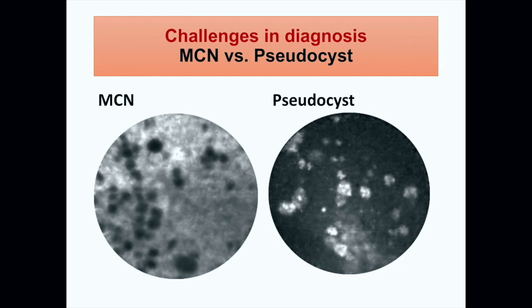Occasionally, you may see a bright background, which is because of the underlying pancreas, and against that background, you tend to see clumps of inflammatory cells.